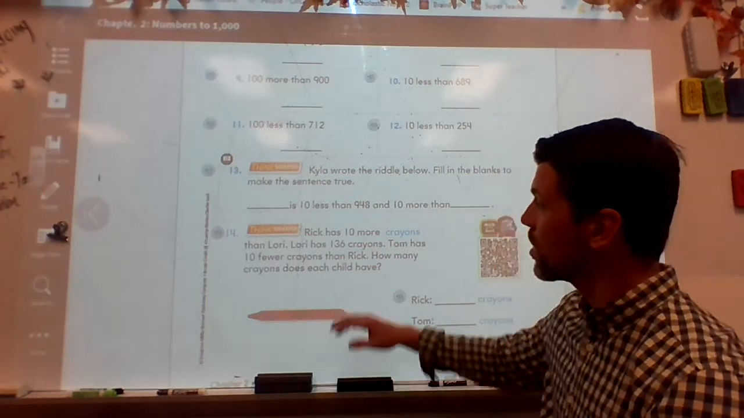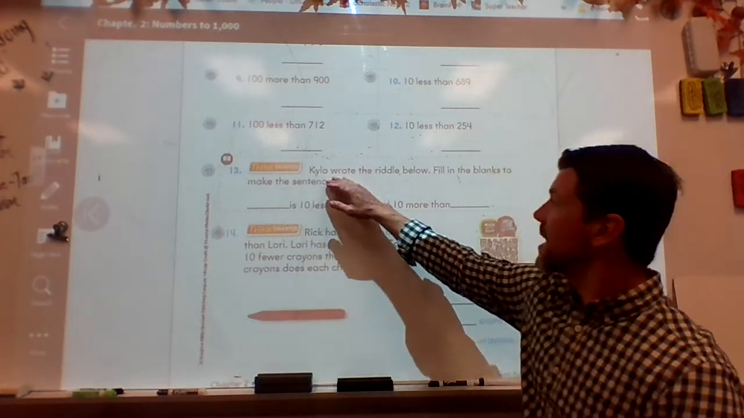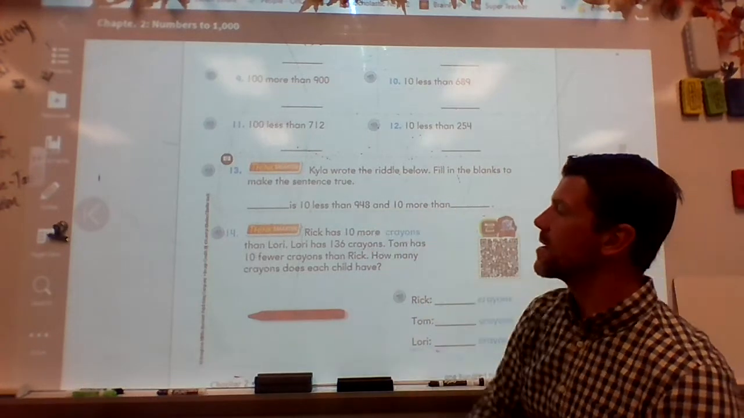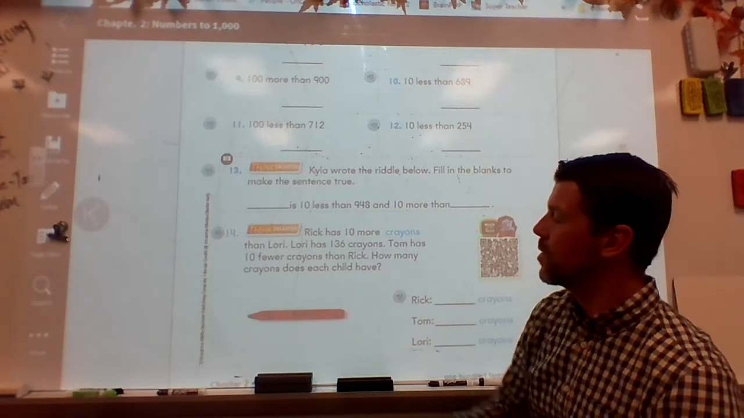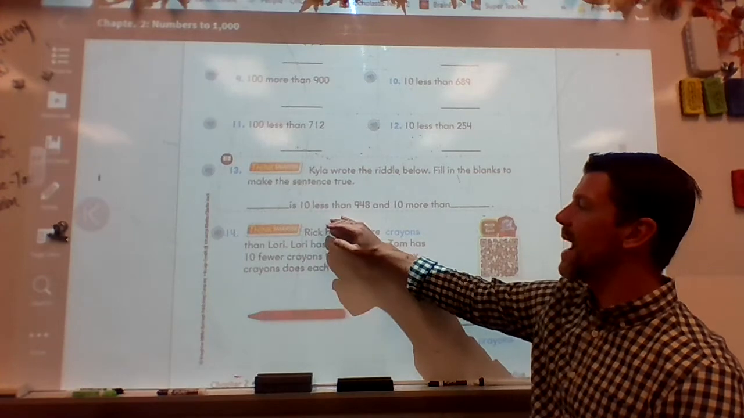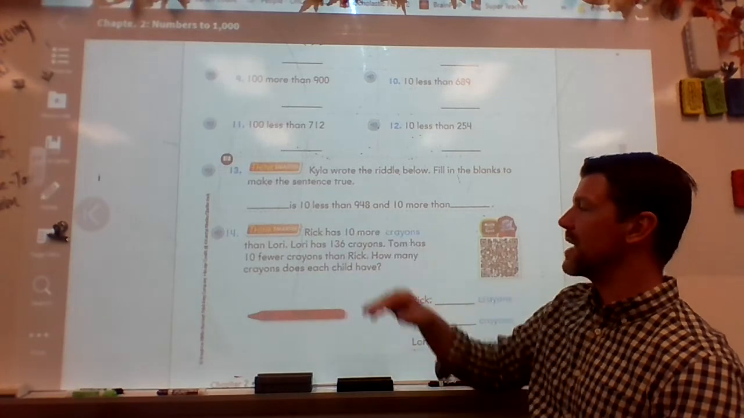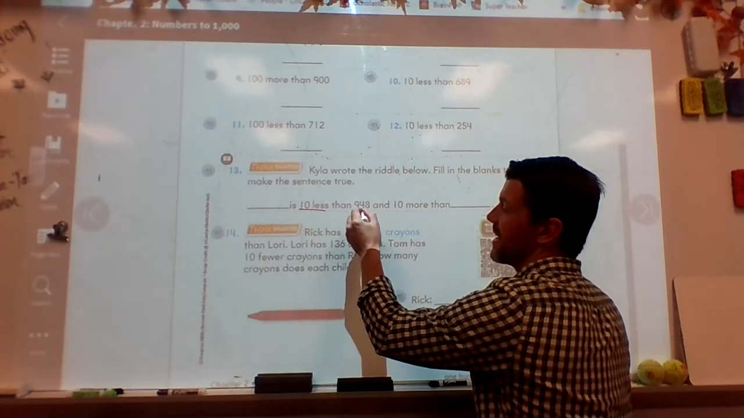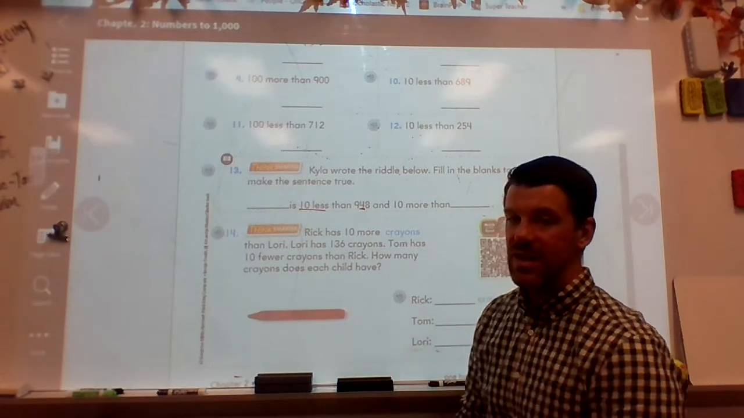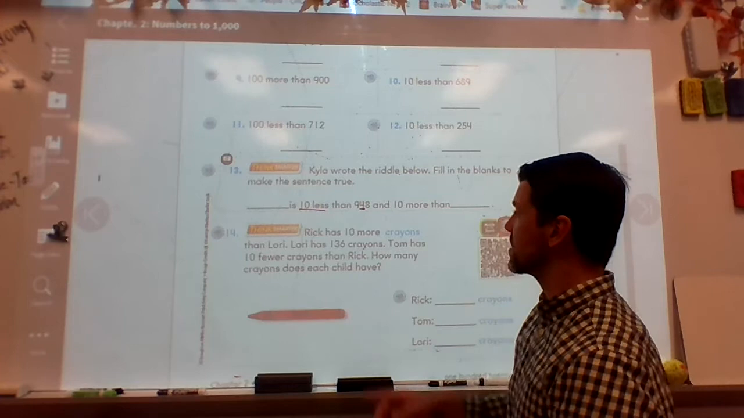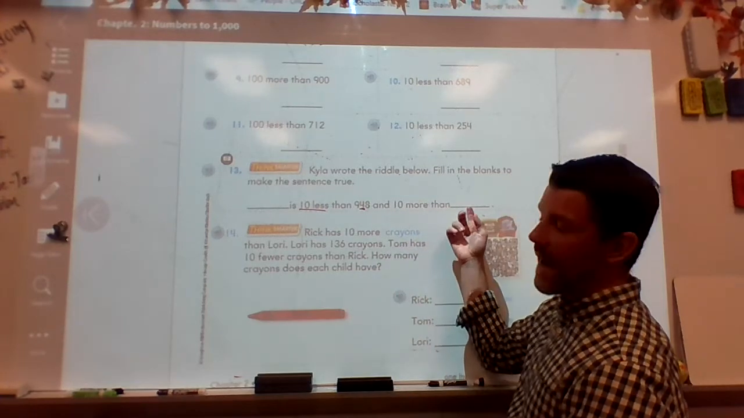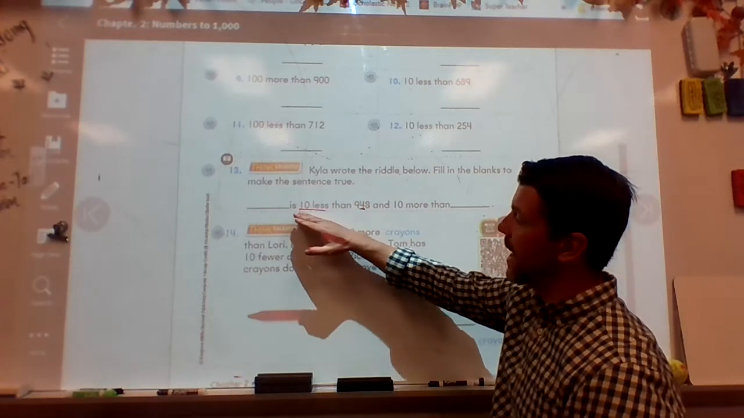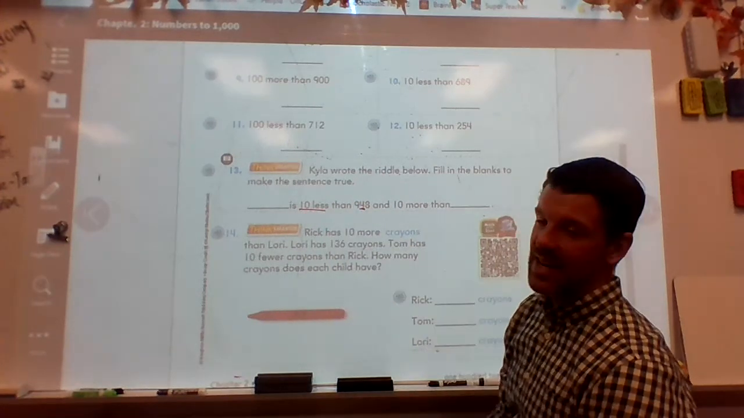So boys and girls, let's go ahead and look down at the bottom of the page. Right here, we're looking at question 13. It says, Kayla wrote a riddle below. Fill in the blanks to make this sentence true. Blank is 10 less than 948. So what is 10 less than 948? We're going to think of that part of the problem first, and 10 more than blank.